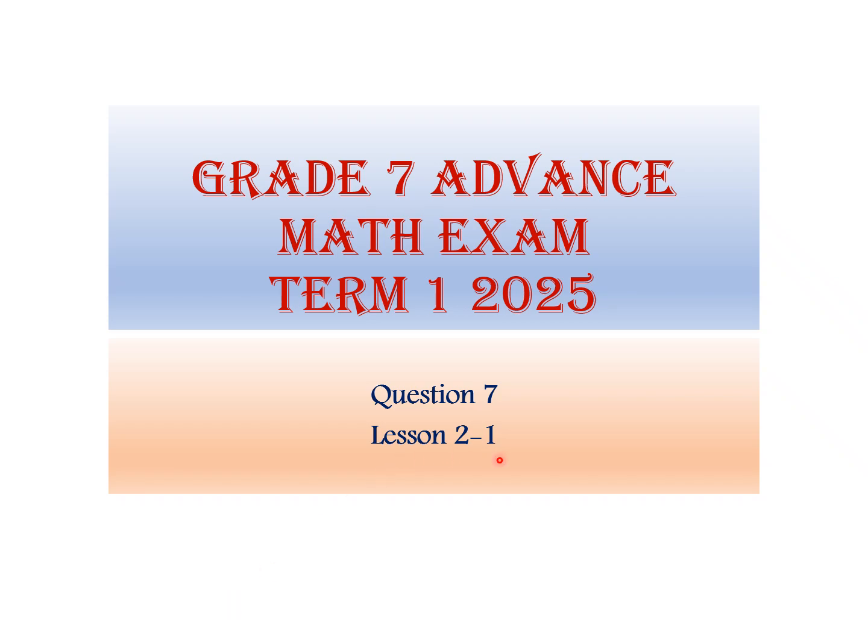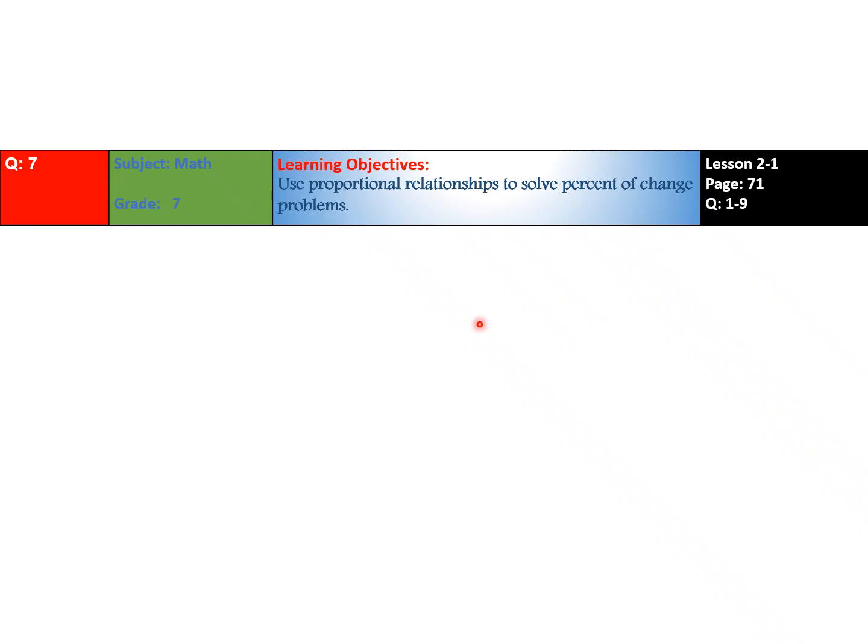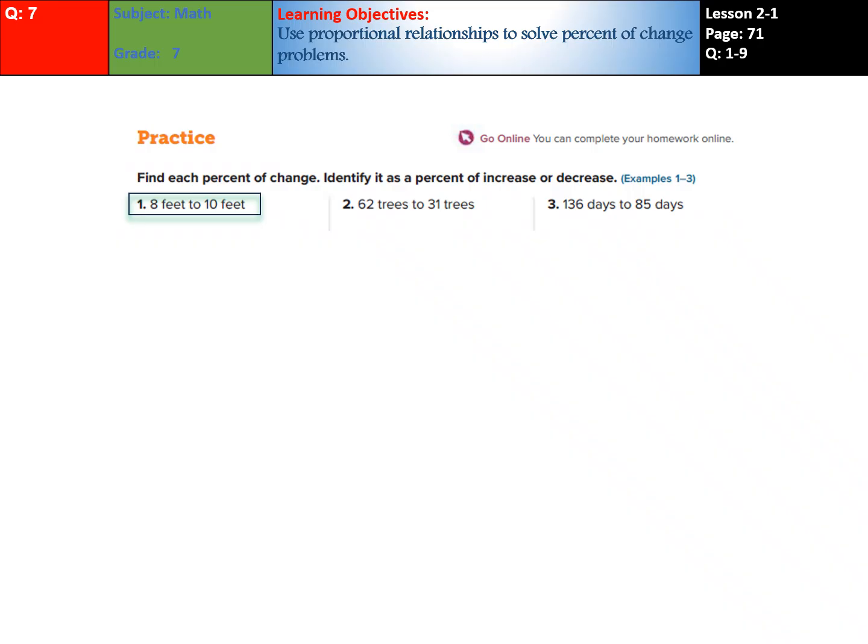In this video, we are going to revise lesson 2-1, which is about using proportional relationships to solve percent of change problems. Find each percent of change and identify whether it is a percent of increase or decrease. The first one is 10 to 8 and the second one is 10.